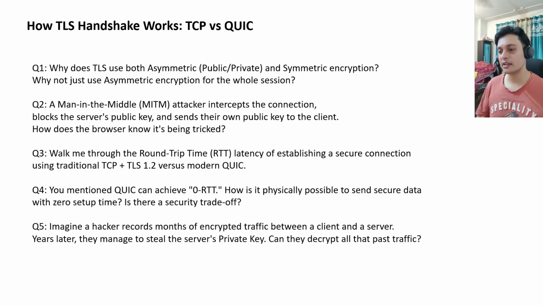A man in the middle attacker intercepts the connection, blocks the server public key, and sends their own public key to the client. How does the browser know it's being tricked? As I told you in the last topic, there are SSL certificates which are verified by the browser. So the browser has its own list of SSL certificates. Actually, the browser does not contain all the SSL certificates. It uses one mechanism, but that we will understand in the next part. But right now, just understand this.